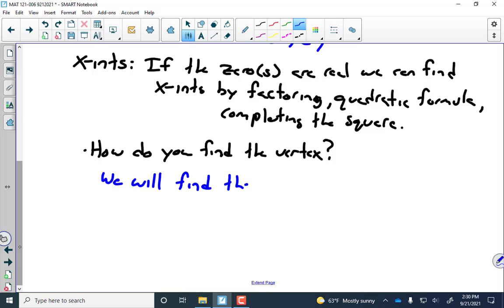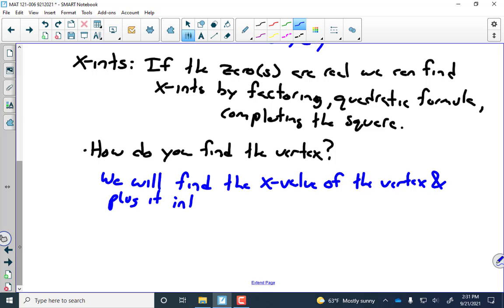We will find the x value of the vertex and plug it into the function to get the y value. Because if we can find the x value of the vertex, if we can find the number that we plug into the function, then finding the y value won't be that hard. You just got to run a number through the function, which we know how to do.